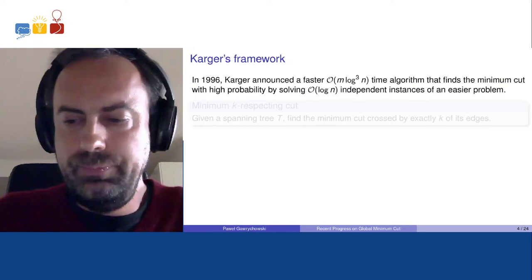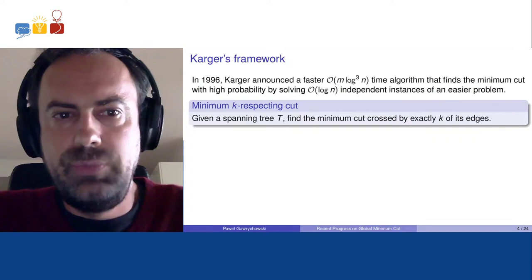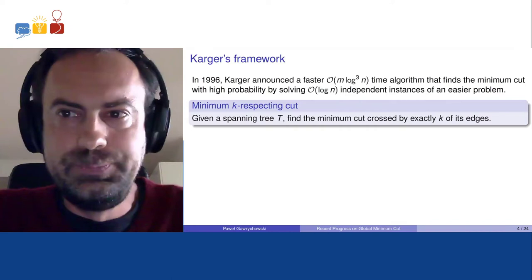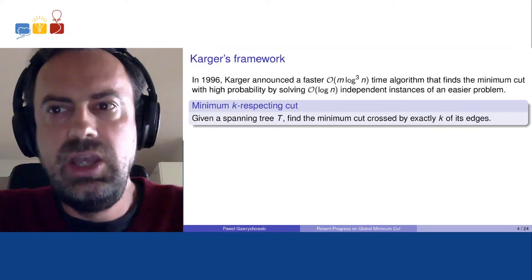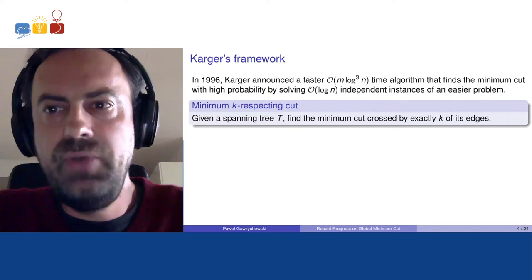So you are given a spanning tree of your graph. You are given a spanning tree t, and you are given a parameter k. The k will be 1 or 2. And you are promised that exactly k edges of this tree cross the minimum cut. Okay, so for almost all edges of this tree t, both endpoints are on the same side. Just this one edge crosses the cut, or two edges cross the cut.